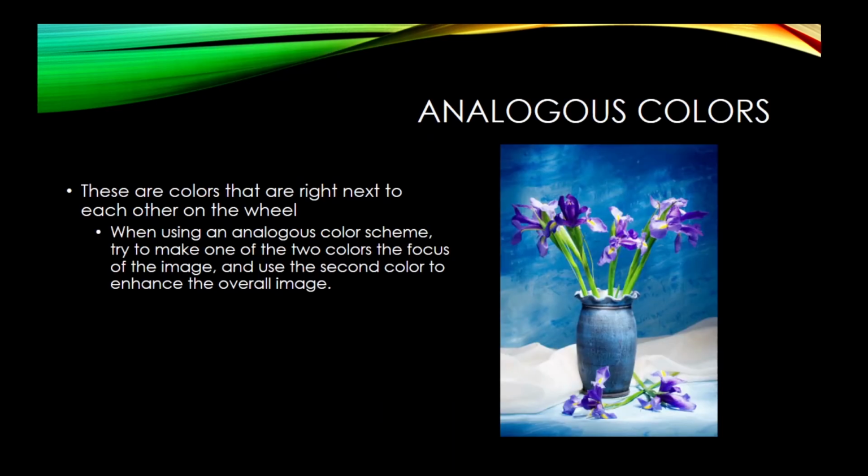Okay, our next one here is analogous. An analogous color scheme is three colors that are right next to each other on the color wheel. So if you have your color wheel, it's the three colors touching. Any three colors, doesn't matter. As long as they're touching on the color wheel, you'd be using analogous colors. Again, you can't just take the picture and say, oh, these three colors happen to match. We should be using them on purpose.